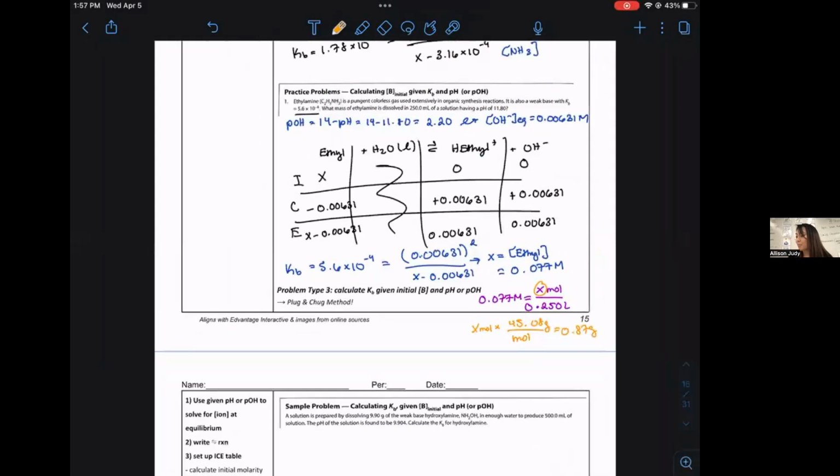So that's the second type of problem. A little bit more math, because sometimes what we do is we ask you to carry it through another round of calculations that you already know. We just ask you to tack it on. So then the final problem is your dream problem. It's the plug and chug problem. You know the initial, the equilibrium. You just got to find Kb.